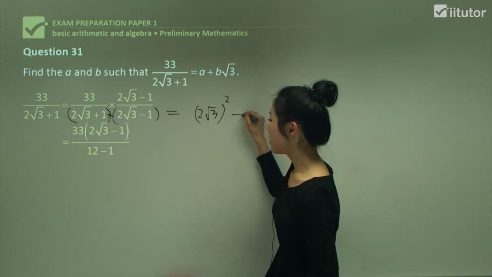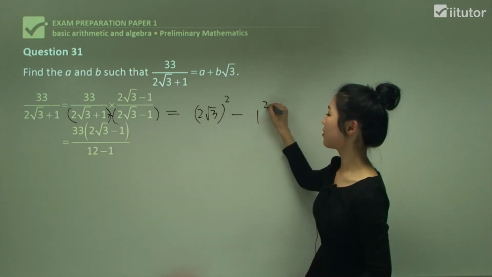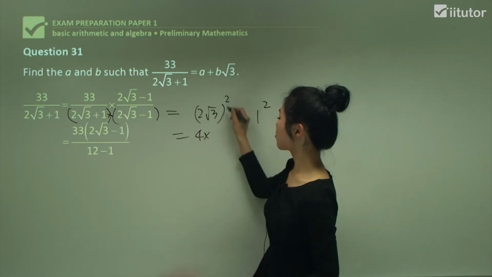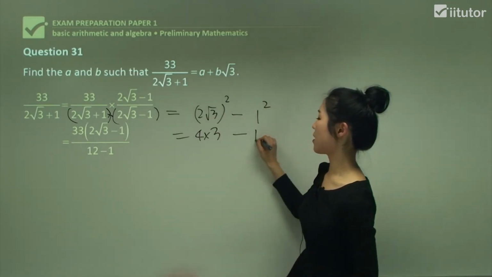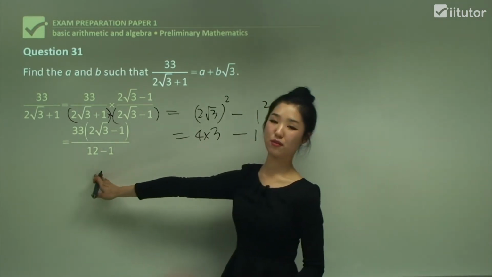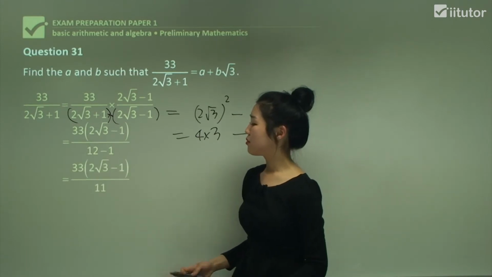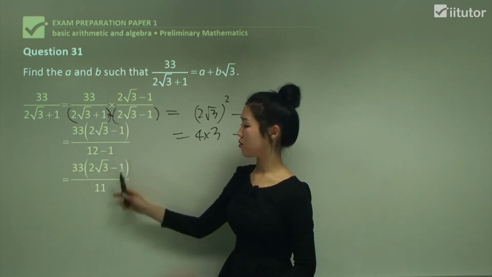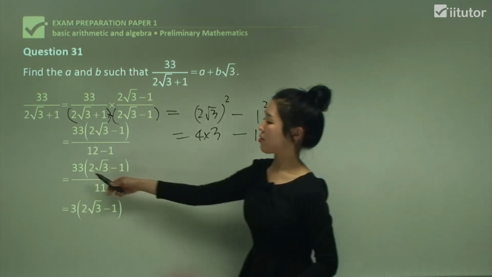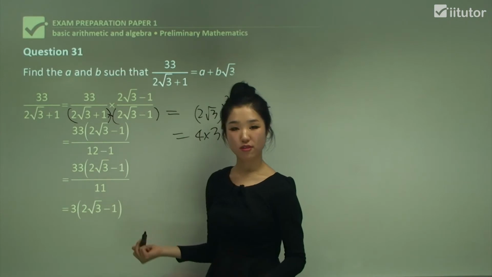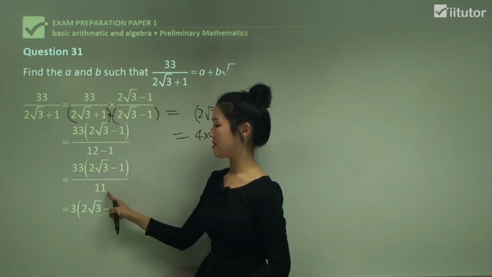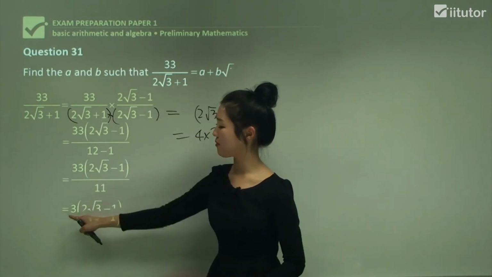2 root 3 squared minus 1 squared. Okay, and 2 squared is 4, root 3 squared is 3, and 1 squared is 1. That's why we get 12 minus 1. Okay, 4 times 3 is 12. Okay, so that's simplified to 11 because 12 minus 1 is 11. And 33 divided by 11, you can do that. It's just going to be 3, right? So even before I expand this, I can simplify it. So 33 divided by 11 is 3.